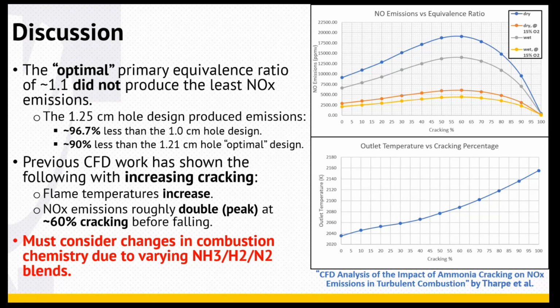Whereas the 1.25 centimeter case that had the richest primary flame was at 38%. And there's a pretty considerable slope between the NOx emissions at those points. And that's why I believe what's happening is that because the cracking percentage was higher with the optimal equilibrium ratio, because the flame was hotter, the increase in NOx emissions because of the cracking way outweighed any benefit you're supposed to see in NOx emissions reduction at that optimal point. And that's why the 1.25 centimeter case beat out the 1.21 centimeter case.